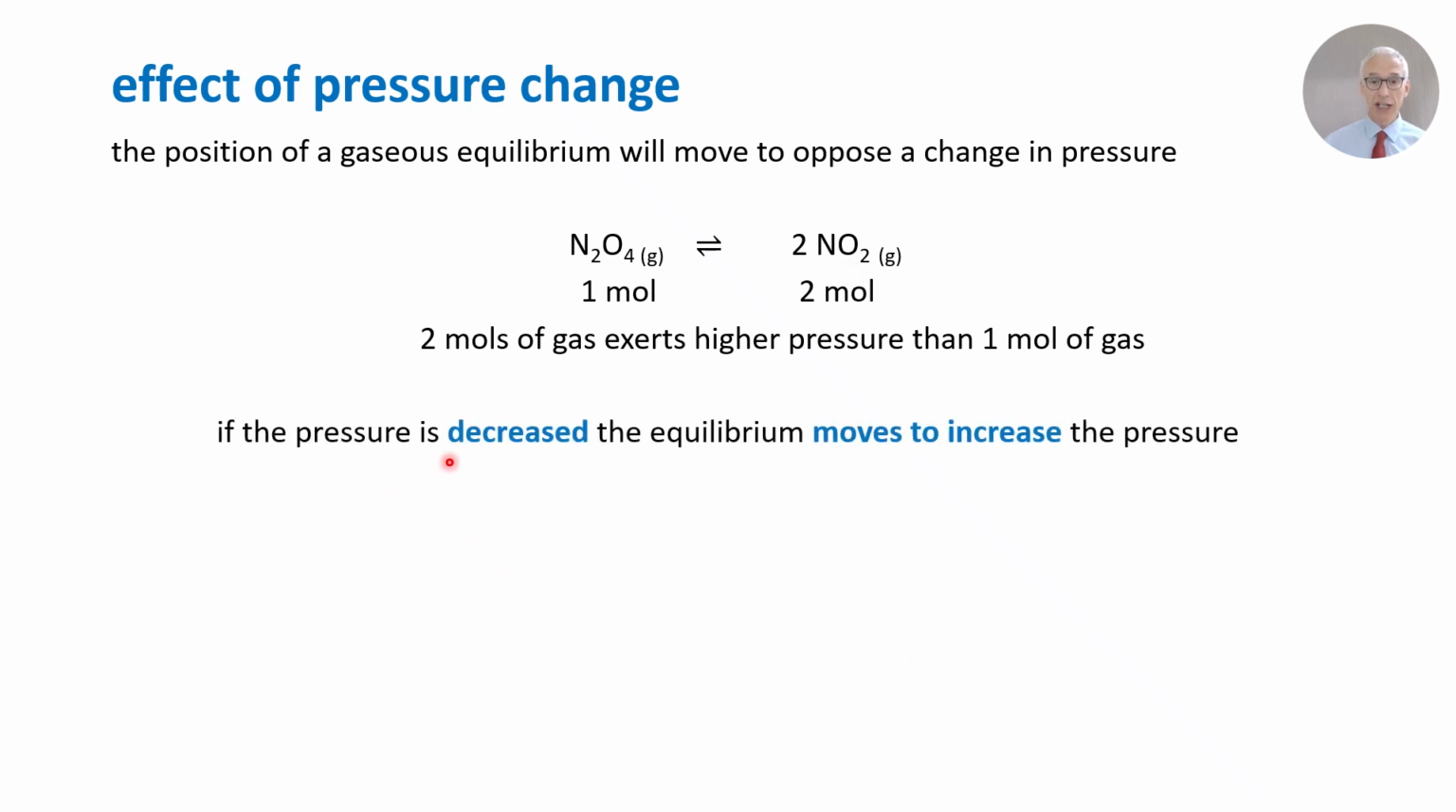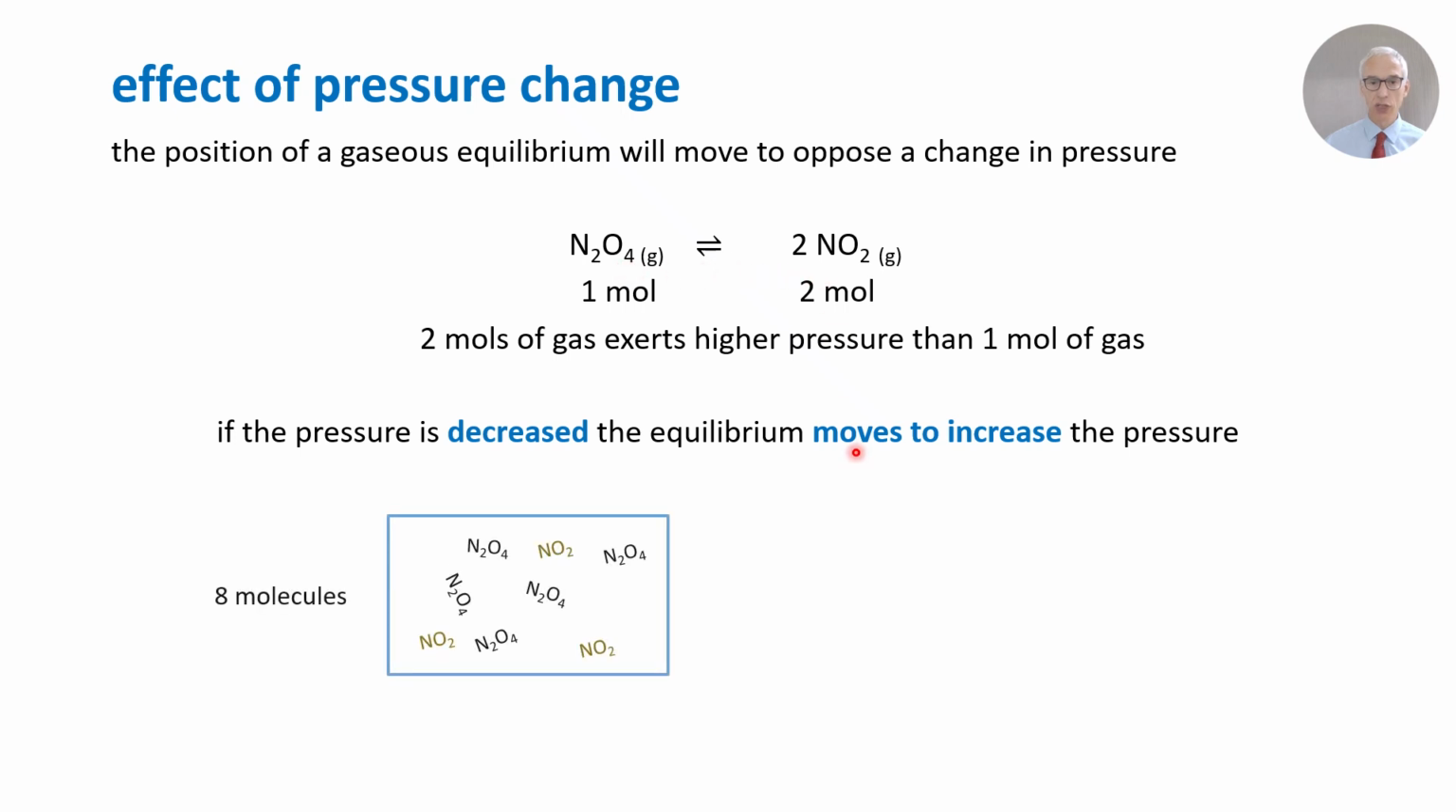If the pressure is decreased, the equilibrium moves to increase the pressure. How can it do that? Well, by turning N2O4 into 2 NO2s. So let's imagine we start with 8 molecules, a mixture at equilibrium. We've got 5 N2O4 and 3 NO2. If we decrease the pressure, the equilibrium will move to the right to convert N2O4 into 2 NO2s.